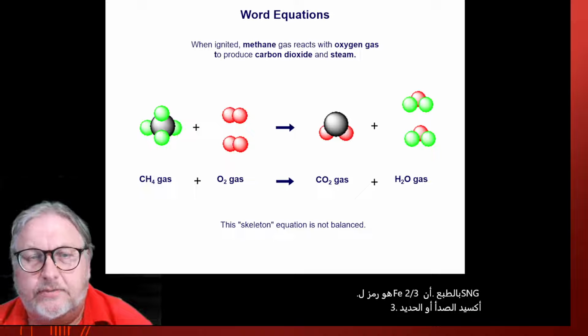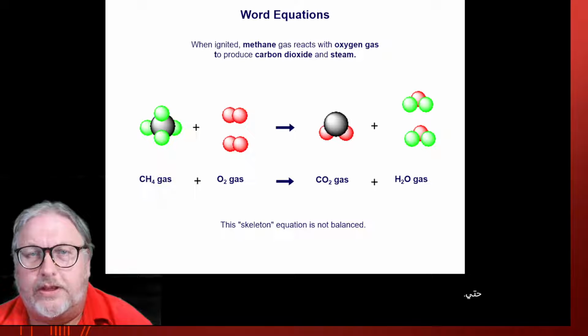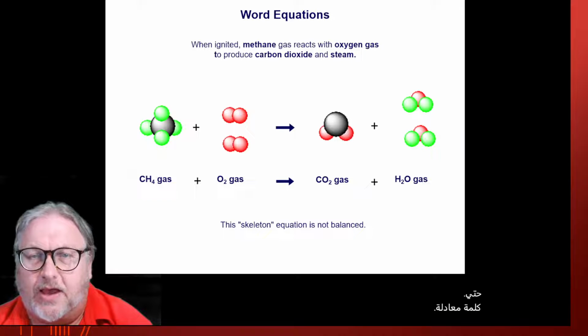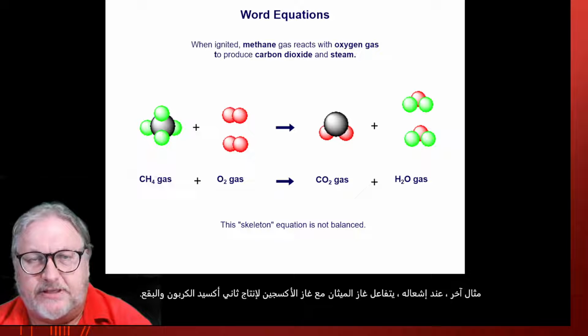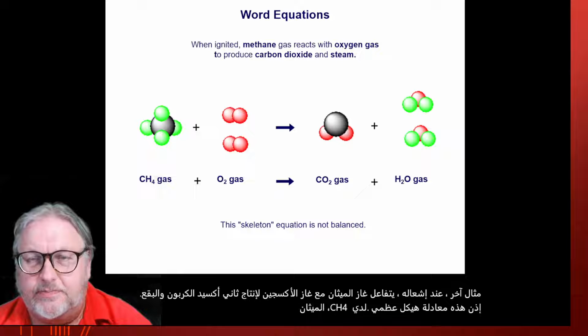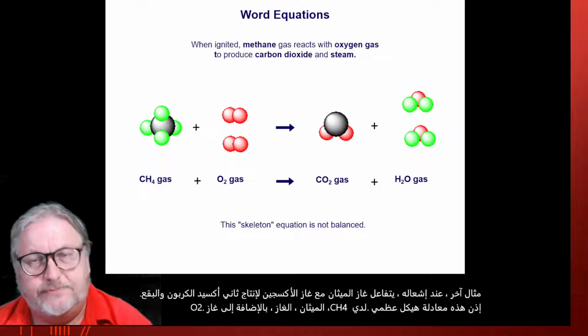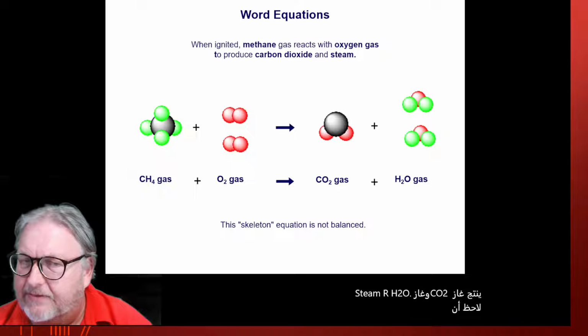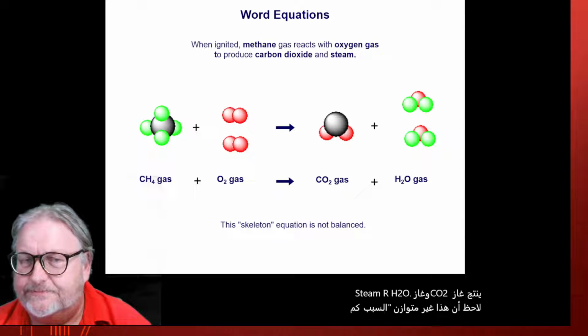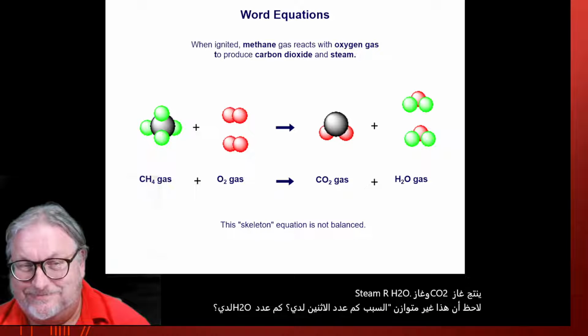Okay, so another example of a word equation: when ignited, methane gas reacts with oxygen gas to produce carbon dioxide and steam. So this is a skeleton equation. I've got CH4, methane gas, plus O2 gas yields CO2 gas and steam, or H2O gas. Notice this is not balanced, because how many O2s do I have? How many H2Os do I have? Well, you should have said 2.